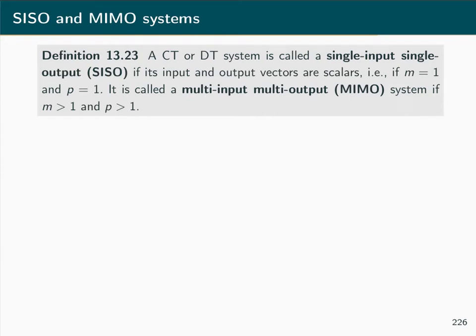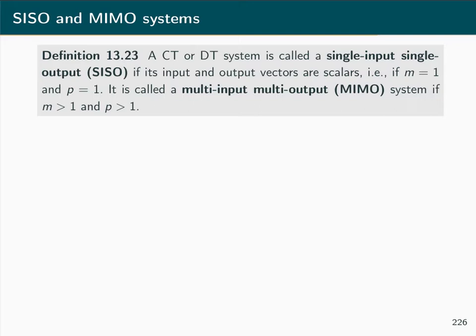Now we will continue chapter 13 on the controllability and observability of linear systems. Due to the close parallels between discrete time and continuous time systems regarding controllability and observability, in the rest of this chapter we will be able to handle both types of systems in a unified way.